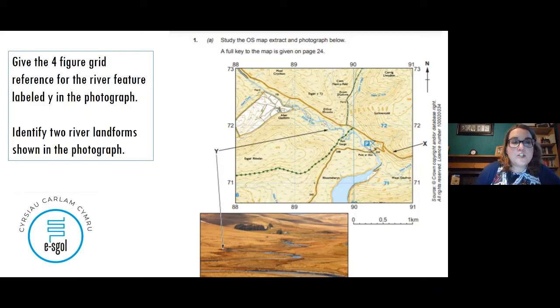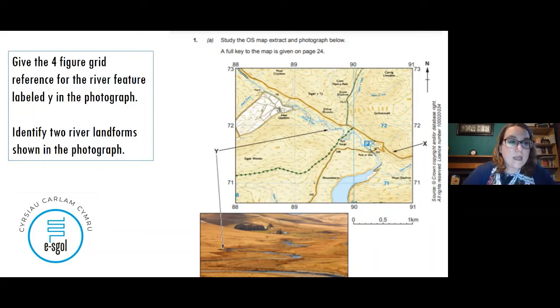Okay, a few more questions. This is applying those geographical skills, so this is where we need to have our knowledge of our OS map skills. This particular question is looking at the 4-figure grid reference for the river feature labeled Y in the photograph, and then identifying 2 river landforms that are shown in the photograph as well.